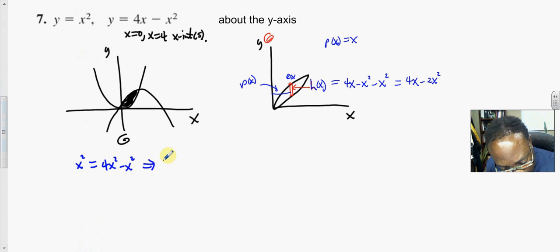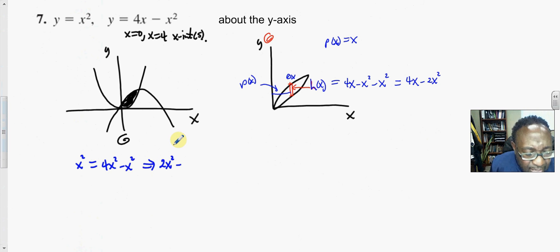This is 2x squared. I got too much stuff going on.